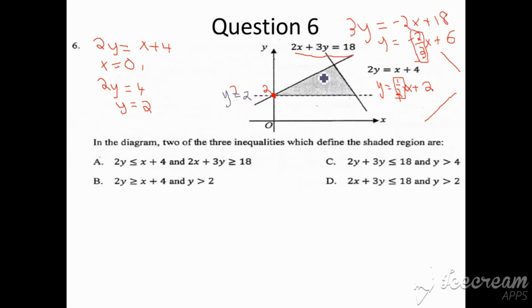Okay, so the shaded region is above this dotted line. So it should be greater. Dotted line, so no equal sign here. So y greater than 2. So we have B and D.